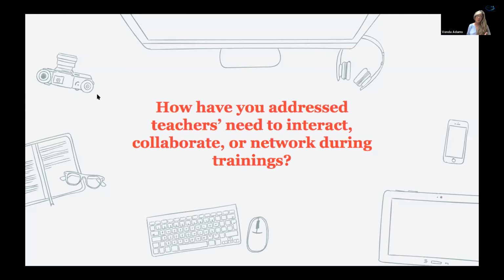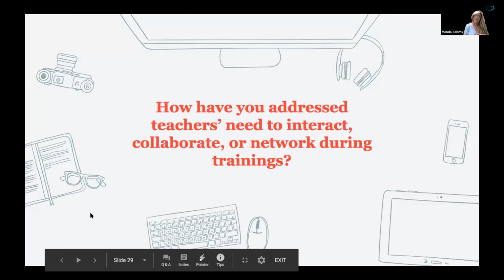And then of course we also used the reactions feature with Zoom. And then of course I loved the annotations piece.